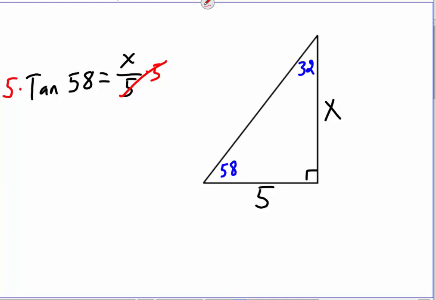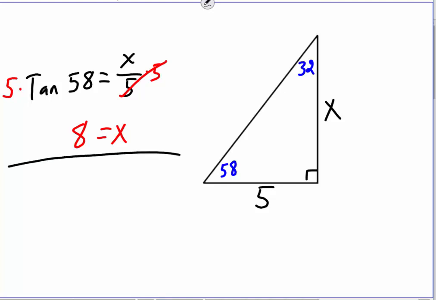So I'm just going to put in 5 times tangent 58. And I end up coming up with x equals 8.001. So 8. So we get that x equals 8. Wonderful. Now, let's see if we can do this a different way.